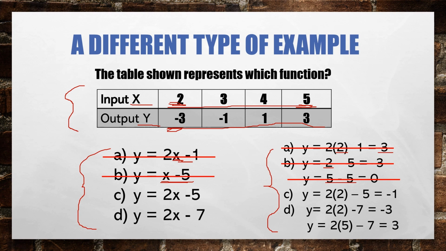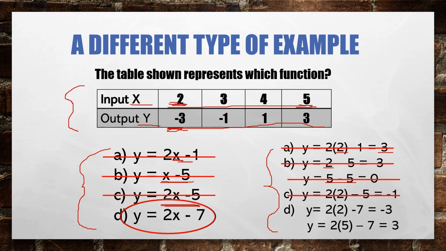Now, the next function is 2x minus 5. So I'm going to go back and put a 2 into this equation. I take the 2 from this table, put it into this equation, and I end up with 2 times 2 minus 5 equals a negative 1. Again, I know that's not correct because I should get a negative 3 when I put 2 into my function. So we can eliminate that. And so by process of elimination, we know the correct answer is y equals 2x minus 7.